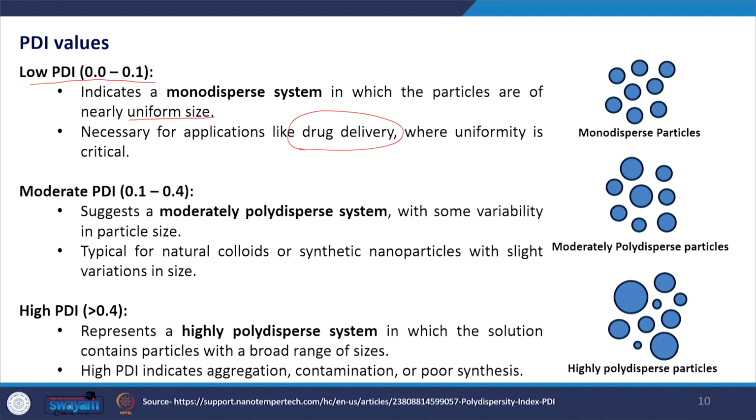And if you have a PDI in the range of 0.1 to 0.4, that means it is a moderately polydispersed system. That means your nanoparticles have slight variation in size. And if you have a high PDI, above 0.4, that means the nanoparticles are aggregated, or may be contaminated with other particles, or it may be due to poor synthesis. The particle size is bigger, and you are also getting a broad range of sizes.